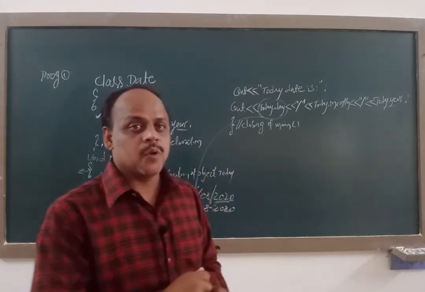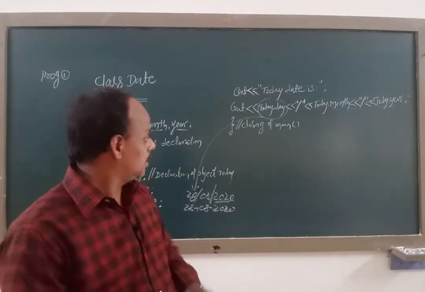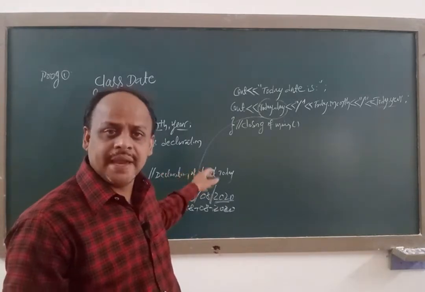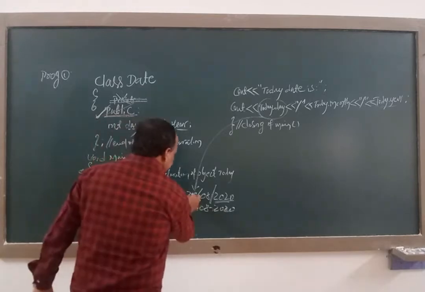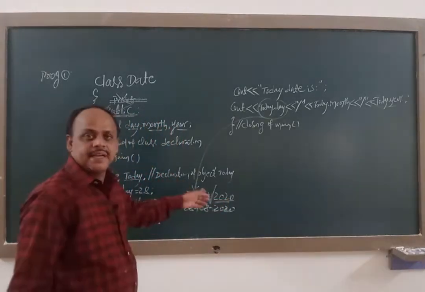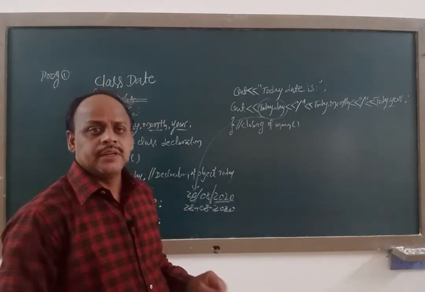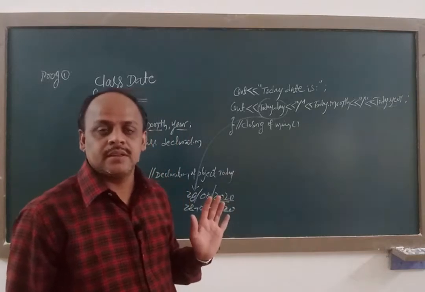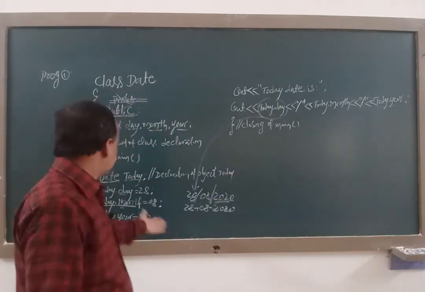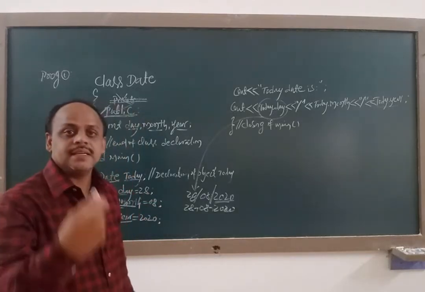Now let us see one more program, that is the same concept. Here, you execute this program any number of times, you get the same result, that is 28/8/2020. Today date is 28/8/2020. You execute it n number of times, you get the same answer, right? Because the value is assigned. Whenever you compile, you get the same thing.